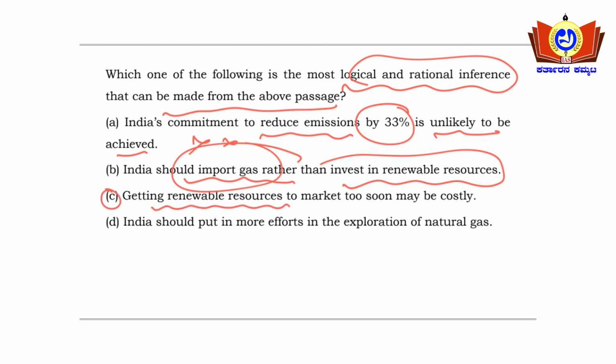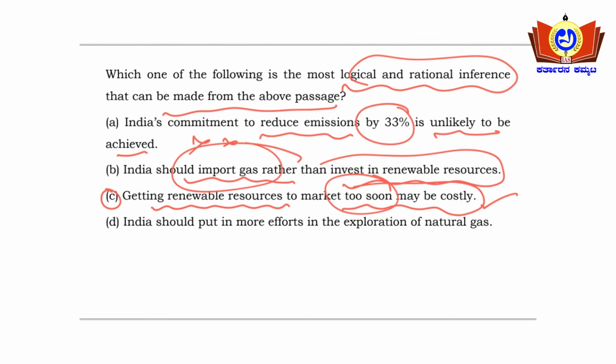Getting renewable resources to market too soon may be costly. Okay, this is the most probable assumption we can make here. Getting renewable sources to market too soon may be costly because the technology is in the initial stage and it is taking up a lot of investments. And also in the last part it is saying that business houses are wary of investing too heavily in the renewable energy at a time when technology is not yet ready. Getting renewable resources to the market too soon, meaning when technology is not yet ready, may be costly. It is the most probable option.